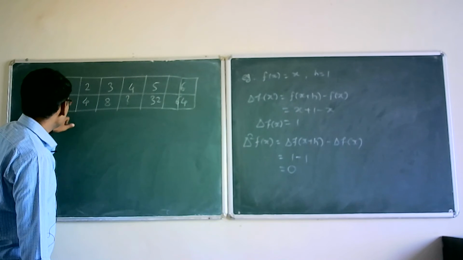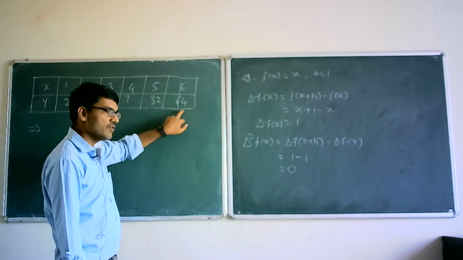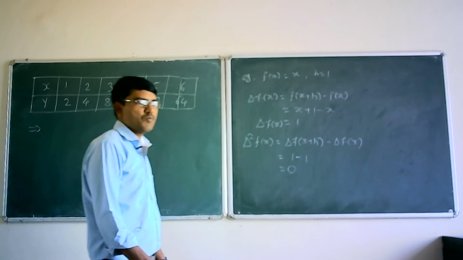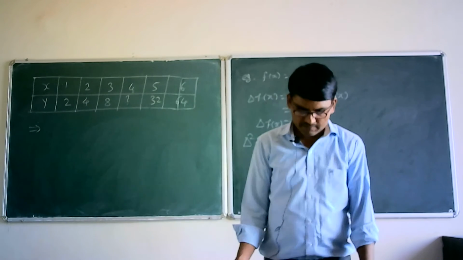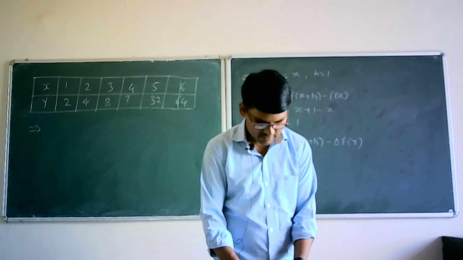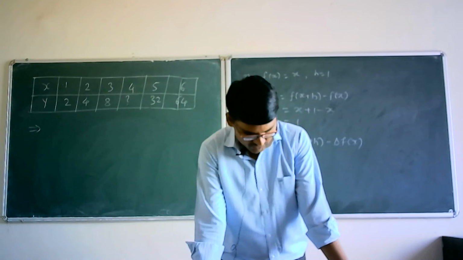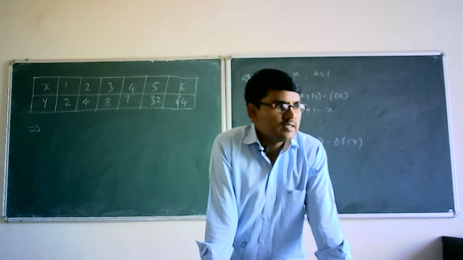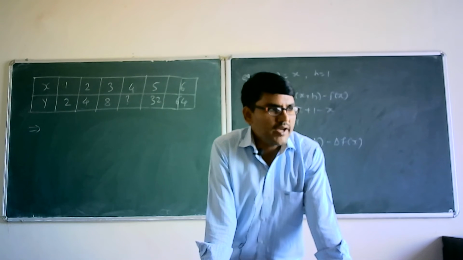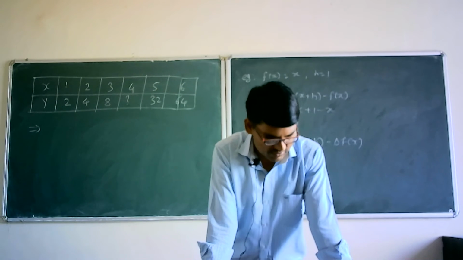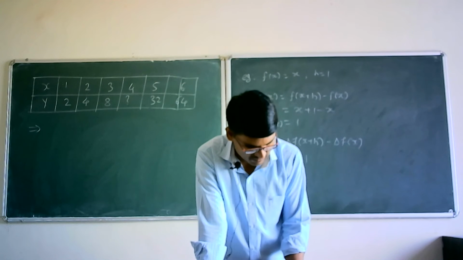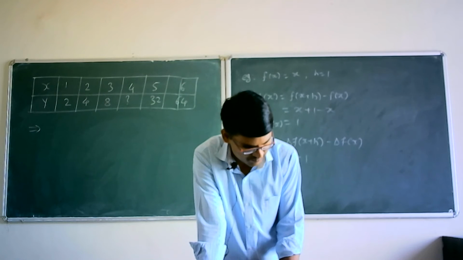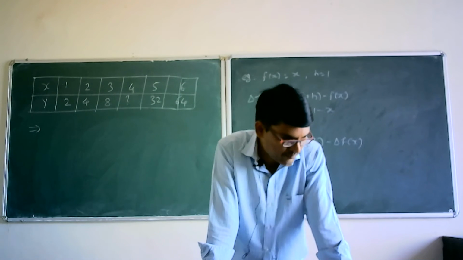Now, so we want to determine a missing term. How many values are given? 1, 2, 3, 4, 5. So 5 values are given. So here we can assume delta 5 is 0. To determine a missing value of f of x, we assume that f of x can be represented by a polynomial of degree n minus 1.